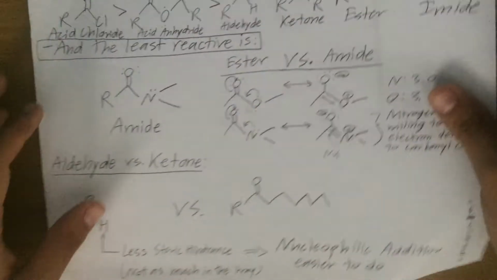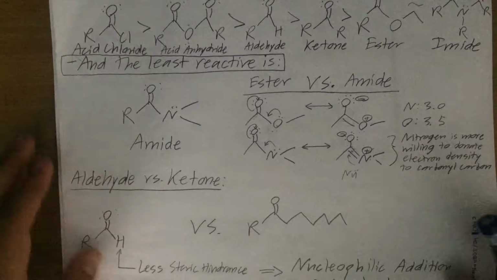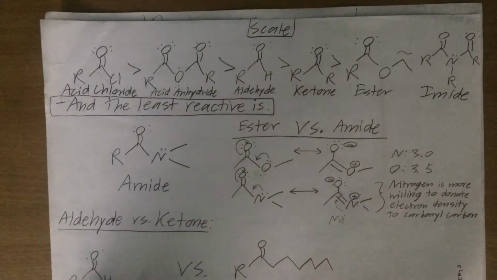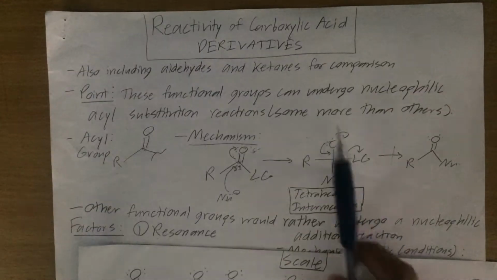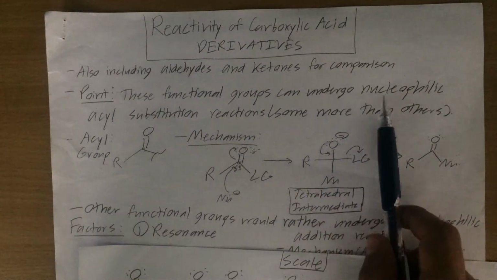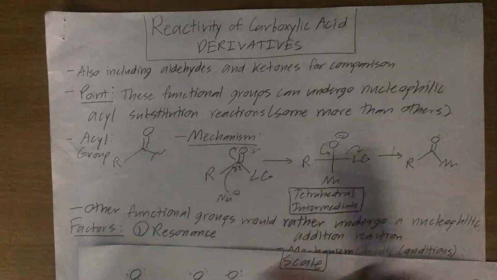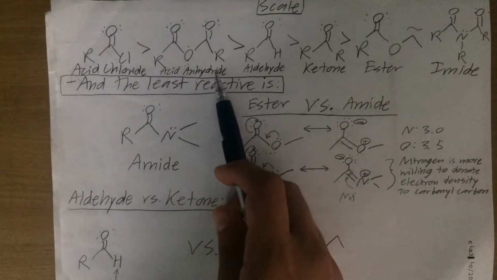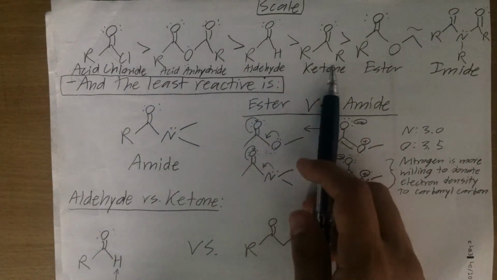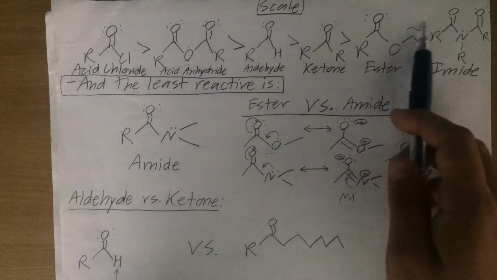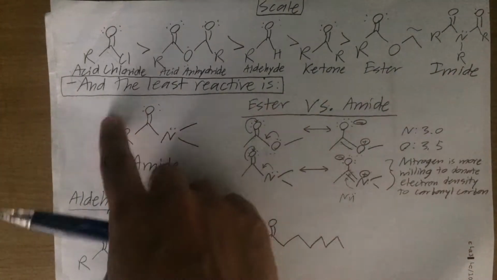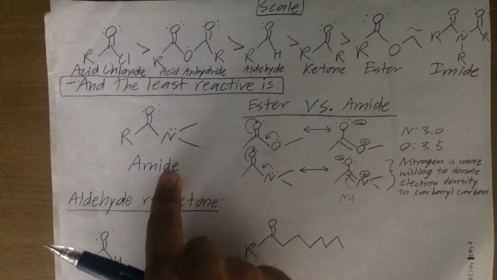So here we have the scale. Acid chlorides are the most reactive. Acid chlorides want to undergo nucleophilic acyl substitution reactions the most out of all the carboxylic acid derivatives. The acid chloride is the most reactive, followed by the acid anhydride, followed by the aldehyde, followed by the ketone, followed by the ester, which has a similar reactivity to a functional group called the imide. But the least reactive out of all of these is the amide.